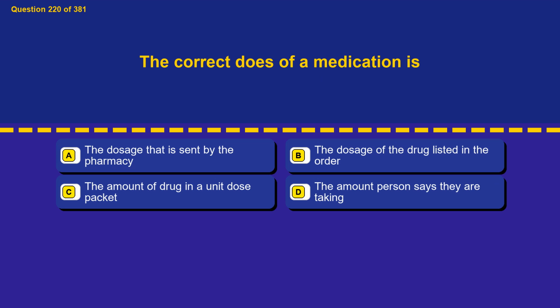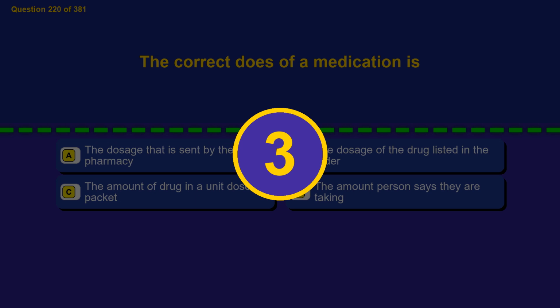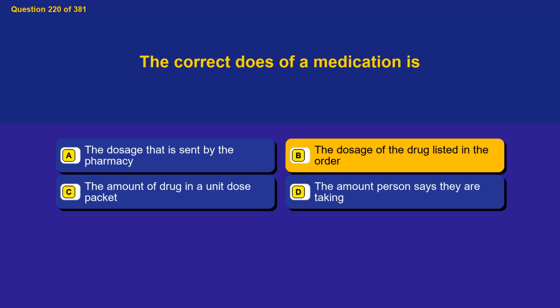Question 220. The correct dose of a medication is option A. The dosage that is sent by the pharmacy. Option B. The dosage of the drug listed in the order. Option C. The amount of drug in a unit dose packet. Option D. The amount the person says they are taking. The correct answer is option B. The dosage of the drug listed in the order.